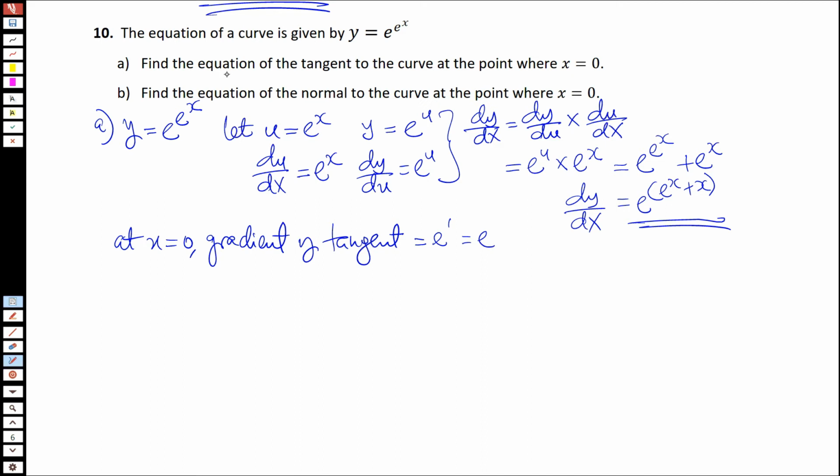To find the equation of the tangent, we need the corresponding y coordinate at x equals 0. At x equals 0, y will be equal to, substituting in the original function, e to power e to power 0, which is e to power 1, which is e. And then at this point, we can apply the equation y minus y1 is equal to m into x minus x1.